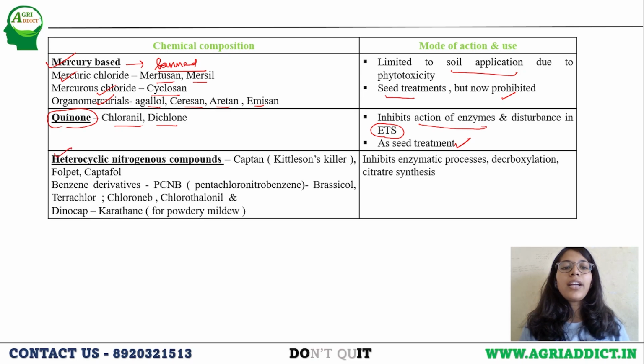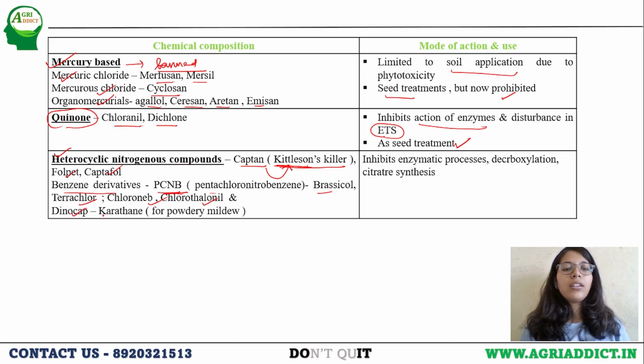The heterocyclic nitrogenous compounds include Captan. It is also known as Kittleson's killer, as it was first discovered by Kittleson, the scientist. Folpet and Captafol. The benzene derivatives are PCNB, which is short for pentachloronitrobenzene, Brassicol, also called Tadachlor, and chlorothalonil.